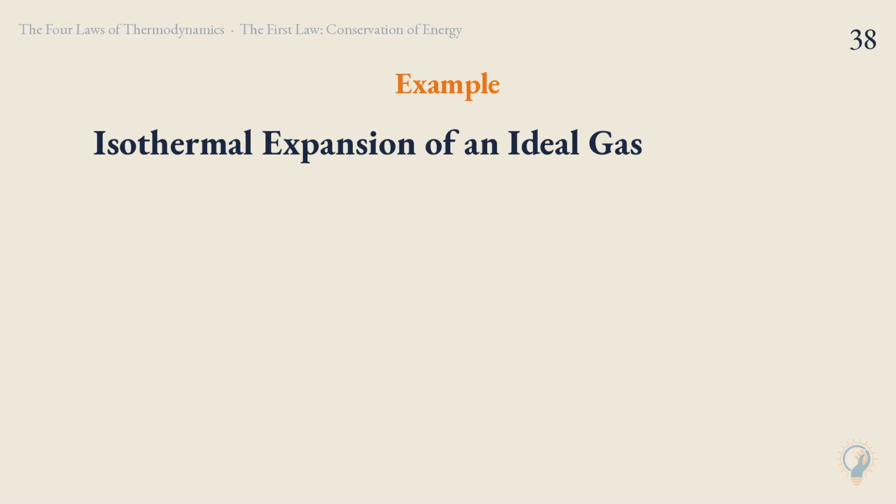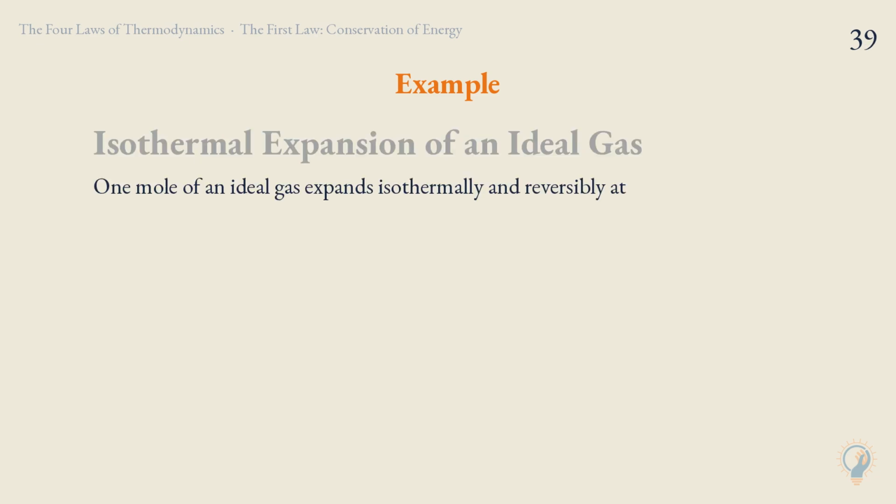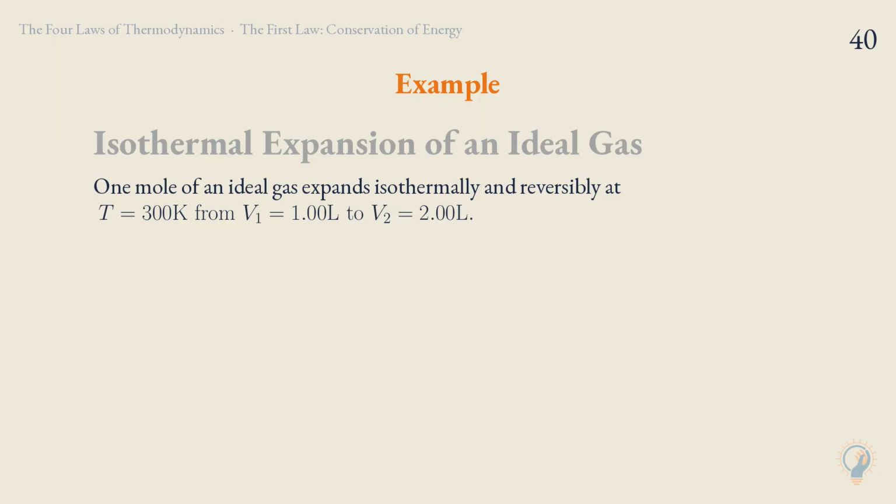Isothermal expansion of an ideal gas. 1 mole of an ideal gas expands isothermally and reversibly at T equals 300 Kelvin, from V sub 1 equals 1.00 liters to V sub 2 equals 2.00 liters. Find Q, W, and delta U.